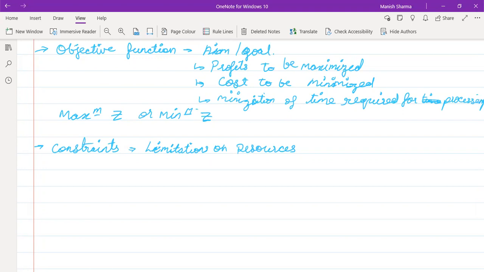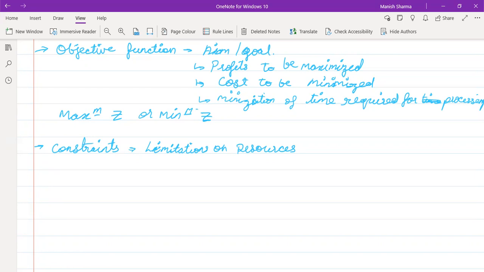You do not have unlimited resources. For example, if I'm going to start a business, I will have some amount of startup money, some initial investment. I cannot go beyond that initial investment. So we have to make sure that, sorry, just one second. Hello. So, as I was saying, we have limitations on the resources.